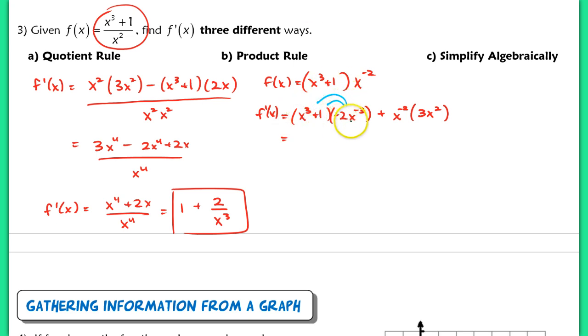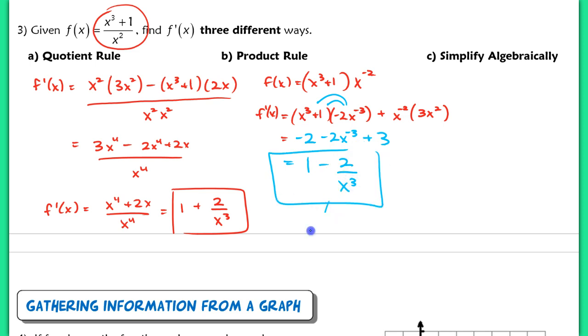When we multiply negative 2x to the negative third times x cubed, we get just negative 2 because the x cubes end up canceling one another out, x cubed over x cubed. Then we end up with, in the second term, negative 2 times x to the negative third power. And over here, x squared times x to the negative second power ends up also canceling each other out. We end up with just 3. So we have 1 minus 2 over x cubed, which is the exact same thing.